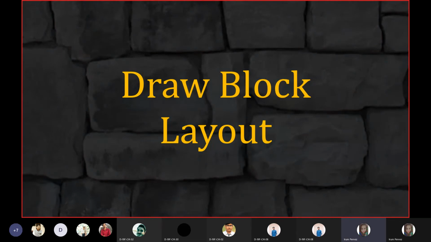Quickly draw a block layout and take a picture and send, please, so that I can check.